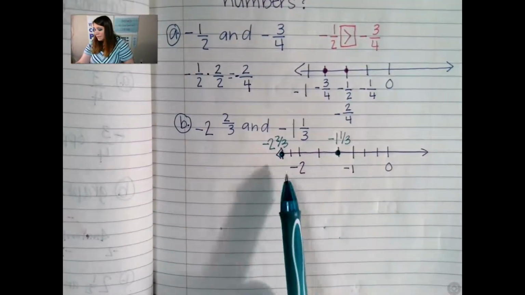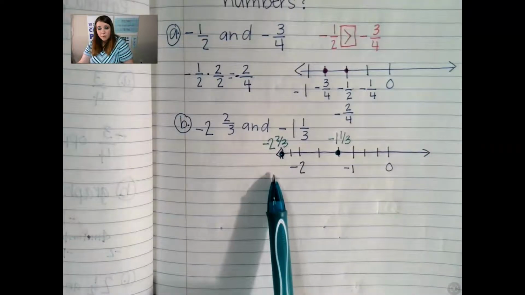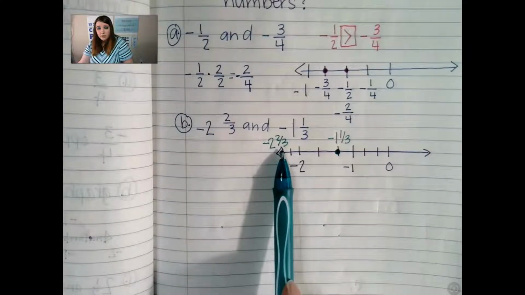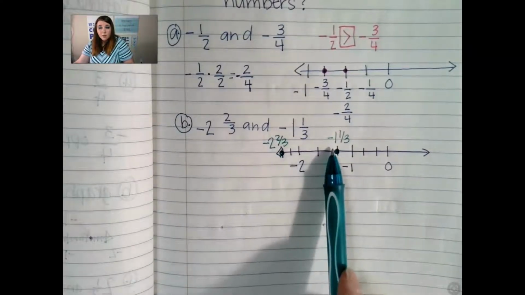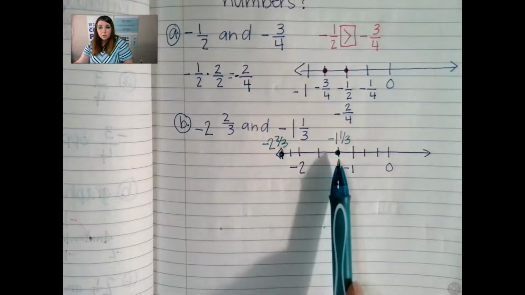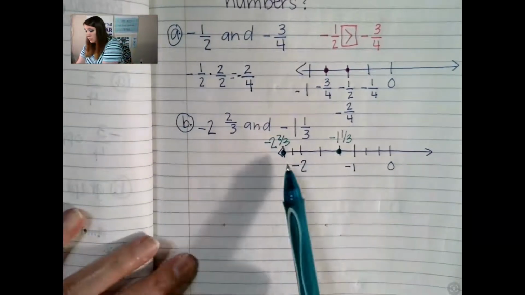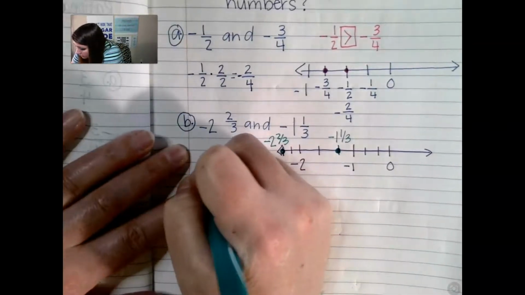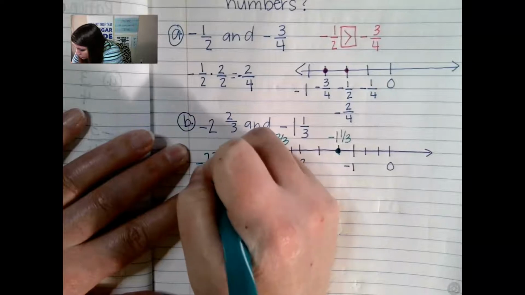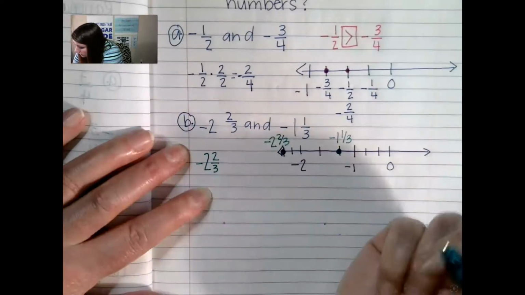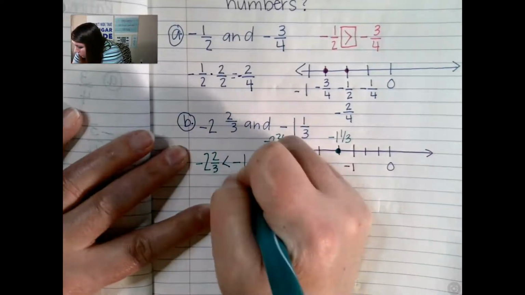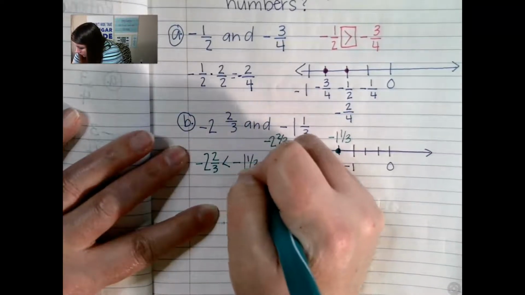So we can see which one is further away from 0. Negative 2 and 2/3 is less than negative 1 and 1/3, because this one is closer to 0 and this one's further to the left. So when I write this comparison, I'm going to write negative 2 and 2/3 is less than negative 1 and 1/3.